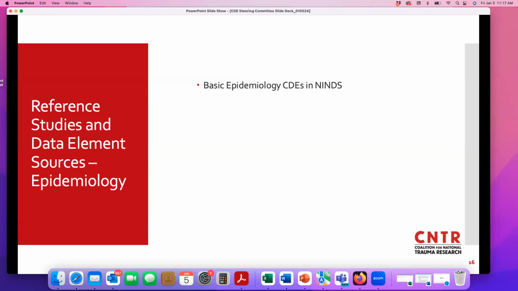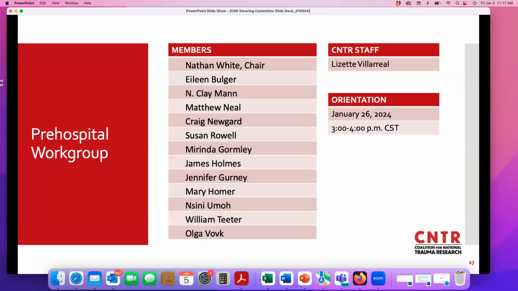For each of these work groups and each of these sets of common data elements, we'll be reviewing multiple sets of data to come up with data elements that are collected commonly. Not common data elements, but data elements that have been collected commonly, so that each work group has a set of data elements and their frequency of collection to start from. This work group will be looking at basic epidemiology CDEs and NINDS, and any other epidemiologic type studies that we can find. We would look to see what data elements were collected there.